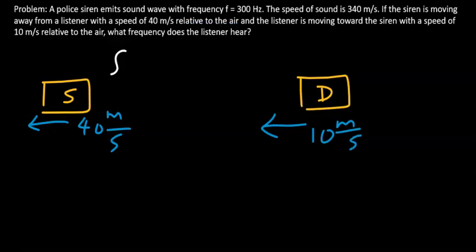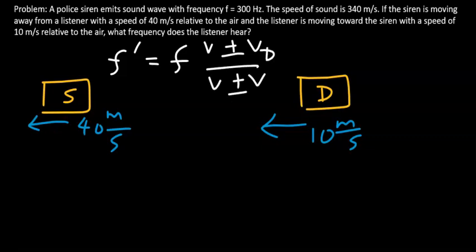So let's write down the equation for the Doppler effect. f prime equals f times v plus minus v detector over v plus minus v source. The emitted frequency is 300 Hz. The speed of sound is 340 meters per second. Let's choose the right sign. The detector is moving towards the source, as indicated by the arrow. So you must choose the plus sign for its speed in order to give a shift up. The siren, or the source, is moving away from the detector.